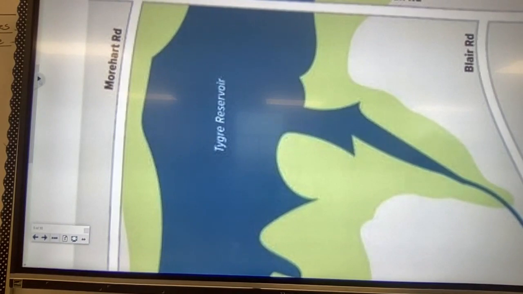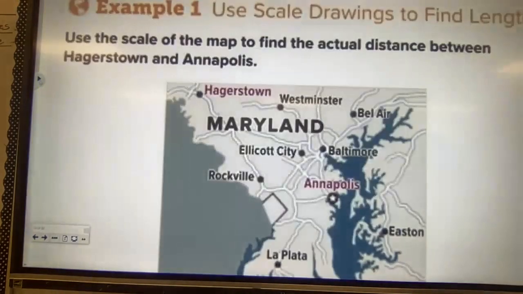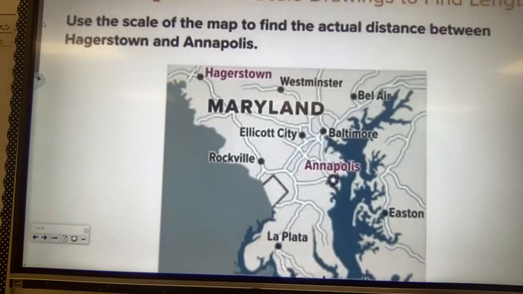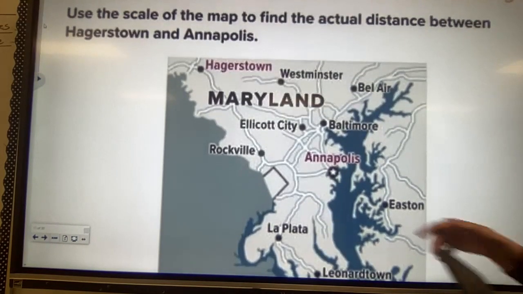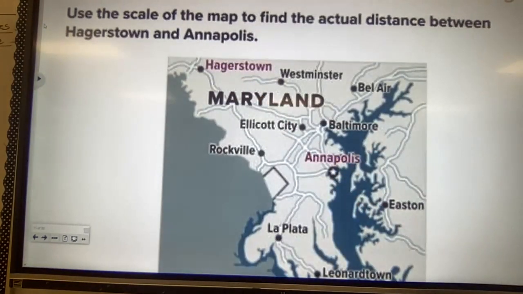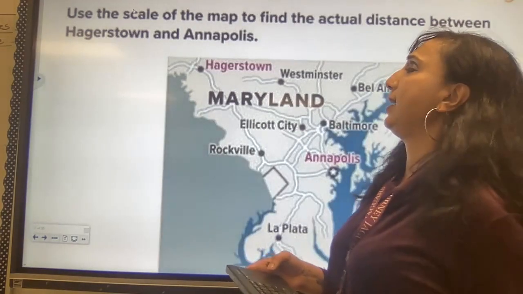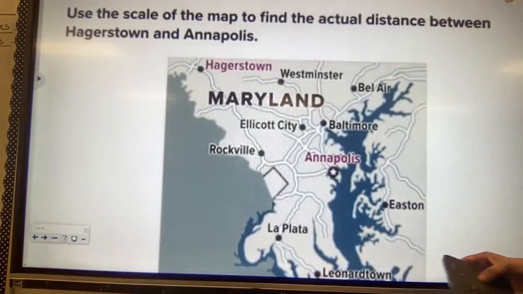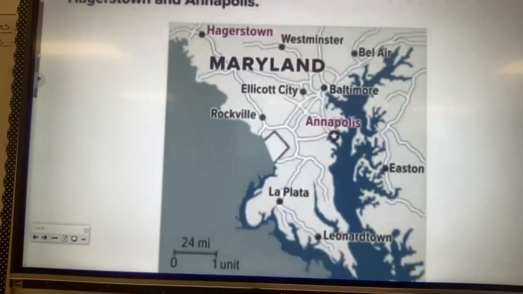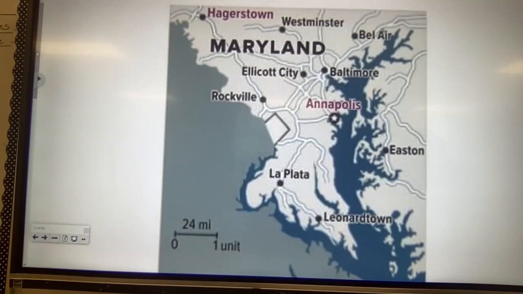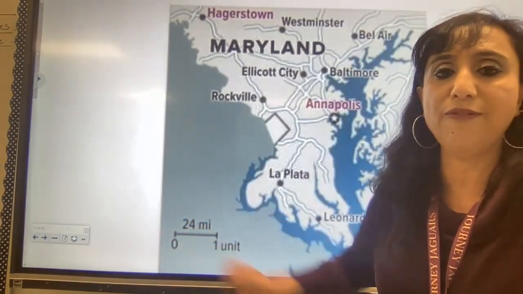All right. Now, let's look at this now. And we are going to try to calculate the distance between these two cities. All right, so use the scale of the map to find the actual distance between Hagerstown and Annapolis. Okay, so let's see. And it's telling me, what is the scale given? I have 1 unit is equal to 24 miles.